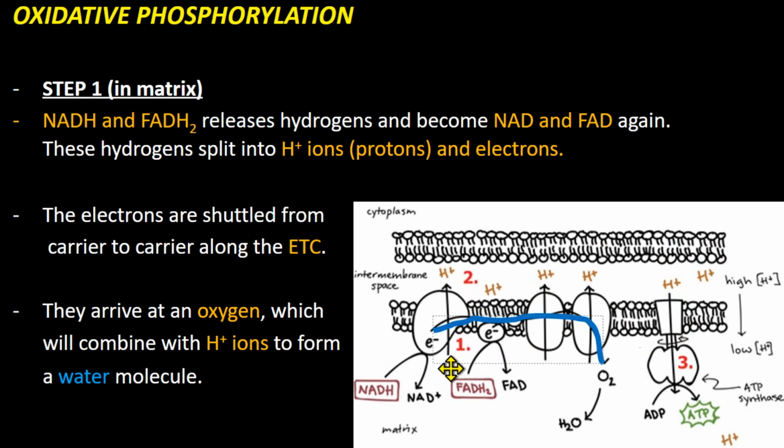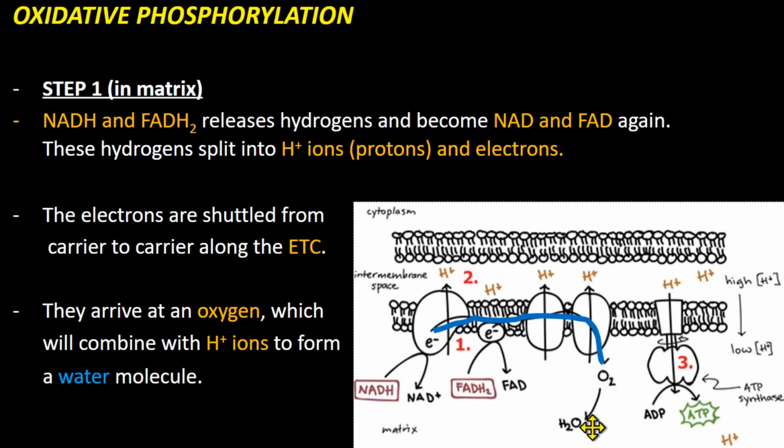So you're looking here first at step 1. All these reduced NADs and FADs, these are going to release hydrogens, and they're going to become NAD and FAD again. Remember, this is when they get reoxidized. These hydrogens are going to split into hydrogen ions or protons and electrons. These electrons are what you're seeing here. These electrons are going to be shuttled from carrier to carrier along the electron transport chain. They're going to go boop, boop, boop. And at the end of the electron transport chain, there's going to be an oxygen. This oxygen now is going to combine with hydrogen ions, and think hydrogen and oxygen, what's that going to form?